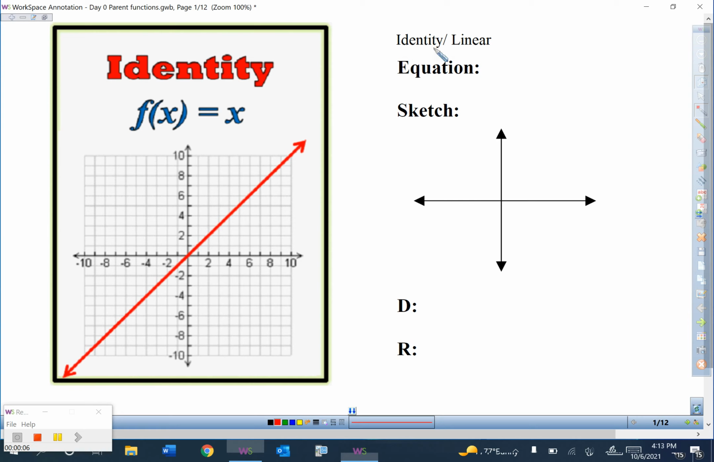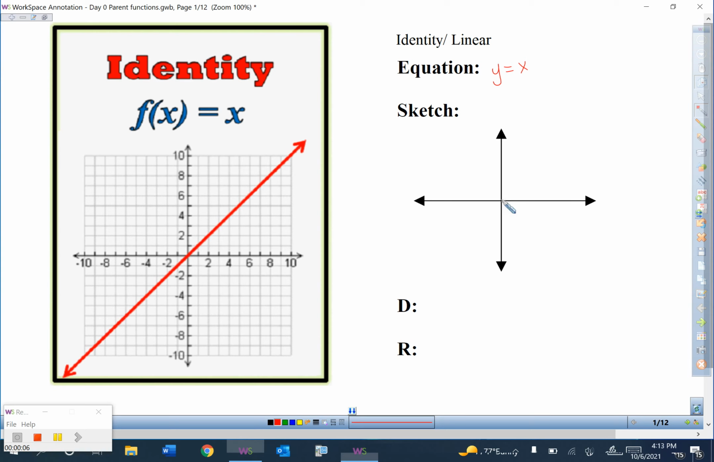The first one is identity, also known as just a linear function or line. And what we're going to do for the sketch is always do the most basic version of this, based on the equation's most basic version. So for a line, usually y equals mx plus b, the parent function is y equals x. All the other numbers have gone away. And we're going to sketch that.